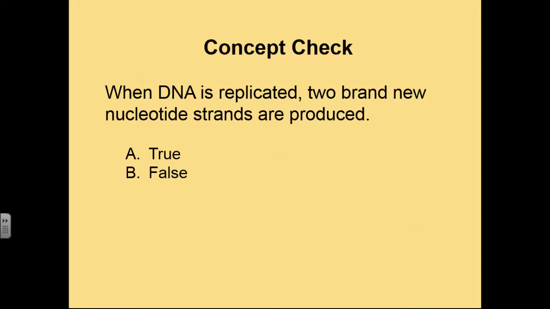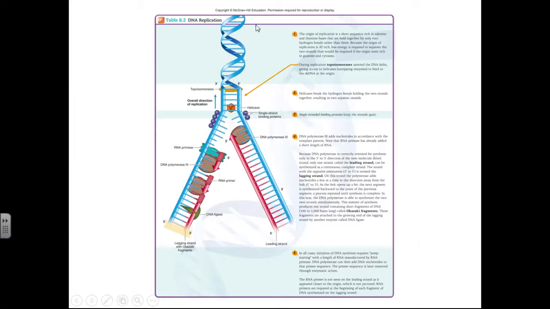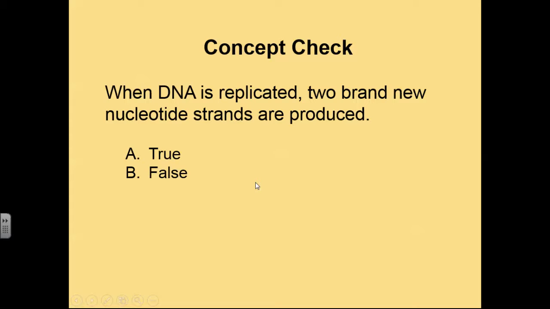The answer is false. When DNA is replicated, we do not have two brand new nucleotide strands. We have a semi-conservative replication process. So we'll have one brand new and one recycled nucleotide strand in that DNA double helix. So when DNA is replicated, one of the strands will be old and one of the strands will be brand new. That's all we have for this presentation.